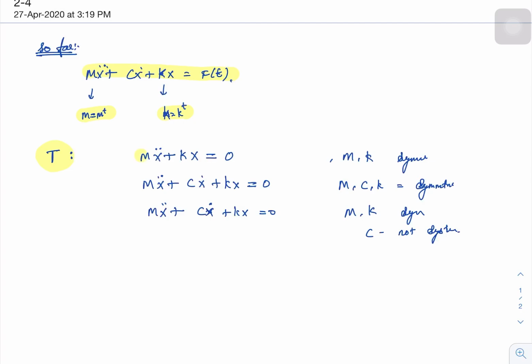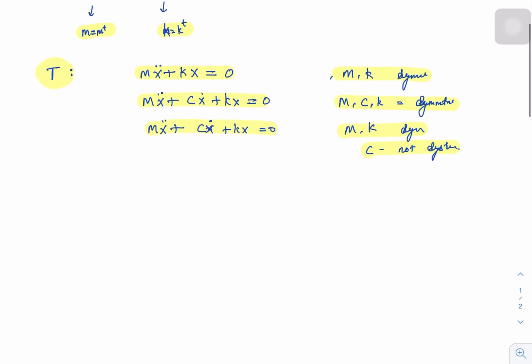That means we will solve a very simple problem first, where forcing is 0 and there is no damping, where m and k are symmetric. Then we include damping, and we assume c is symmetric. But c need not always be symmetric, so sometimes it won't be. In those cases we will solve for the other cases where c is not symmetric. So now we proceed with the first one.